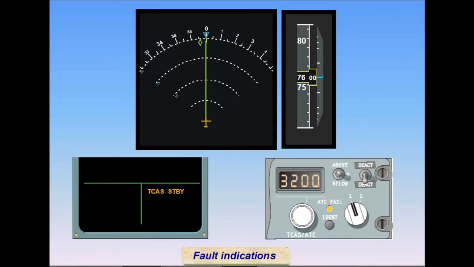A TCAS fault is indicated by a red flag message on the ND and PFD displays, an ATC fail light on the control head, and an ECAM message.